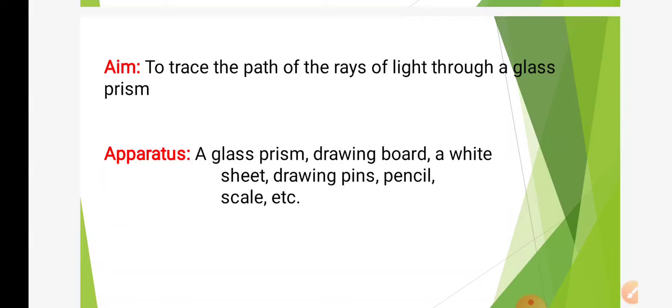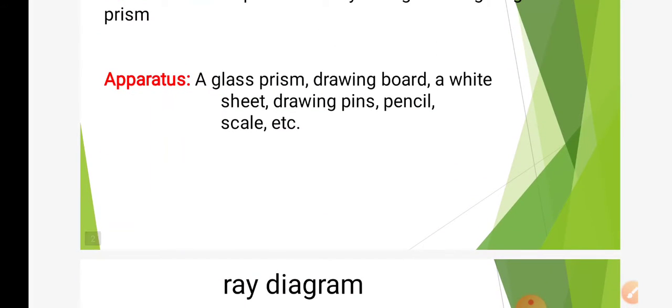Now children, do you remember in experiment number 1 we used a glass slab to study the refraction of light. In a similar way, we are using a prism here. The apparatus used to perform this experiment is a glass prism. You need a drawing board, a white sheet, drawing pins, a pencil, a scale, etc.